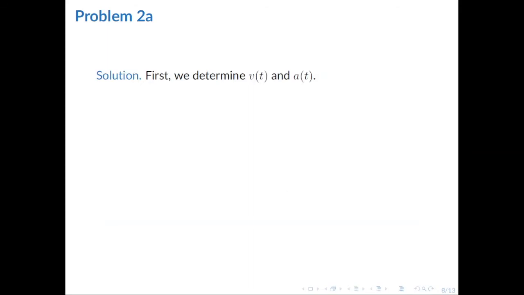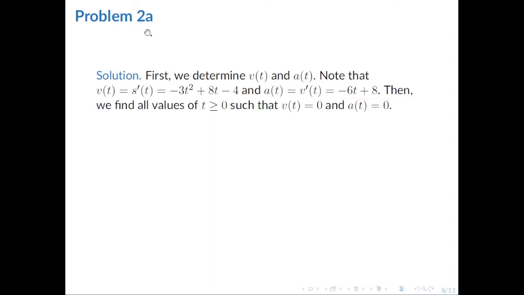So first, determine muna natin si V of t and A of t. No? So, di-differentiate lang natin si S of t para makuha natin si V of t. So yan, we have this one, negative 3t squared plus 8t minus 4 for our V of t. Tapos, differentiate natin si V of t to get A of t. So we have here negative 6t plus 8. Then, we find all values of t greater than or equal to 0 such that V of t and A of t equals 0.